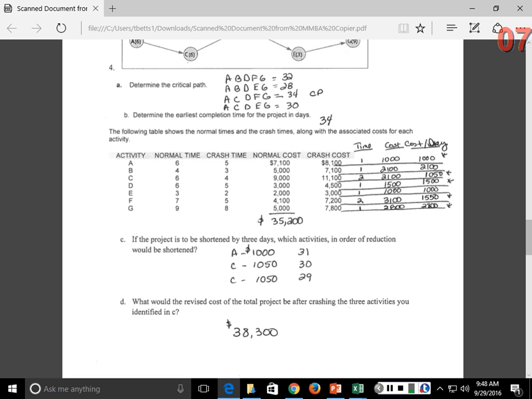And so then I have to look for the next lowest cost, C at 1,050, D at 1,500, F at 1,550, or G at 2,800. So it's C, and there are 2 available days there, so it's A, C, and C. Okay. And then in order to get my total cost, I take the normal cost of the project and add in the cost of crashing those 3 tasks to 38,300. Any questions on that?